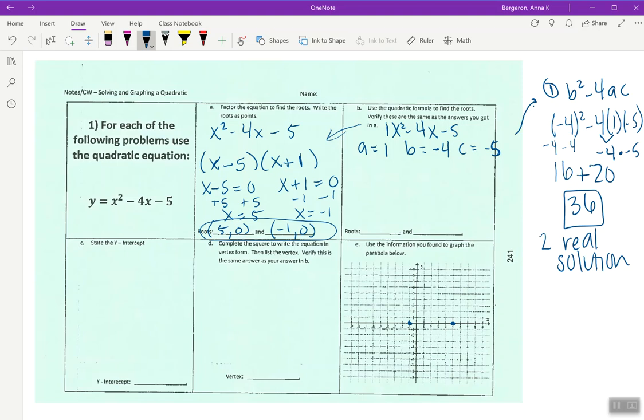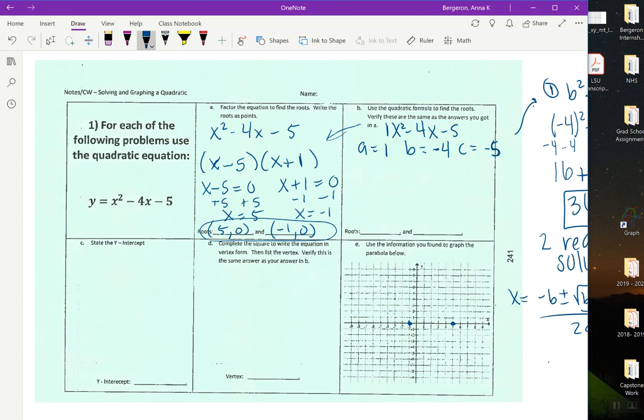So then we're going to use our quadratic formula, which is -b plus or minus the square root of b squared minus 4ac all over 2a. Now remember, when we stick this into our formula, we already know that this part we solved for.